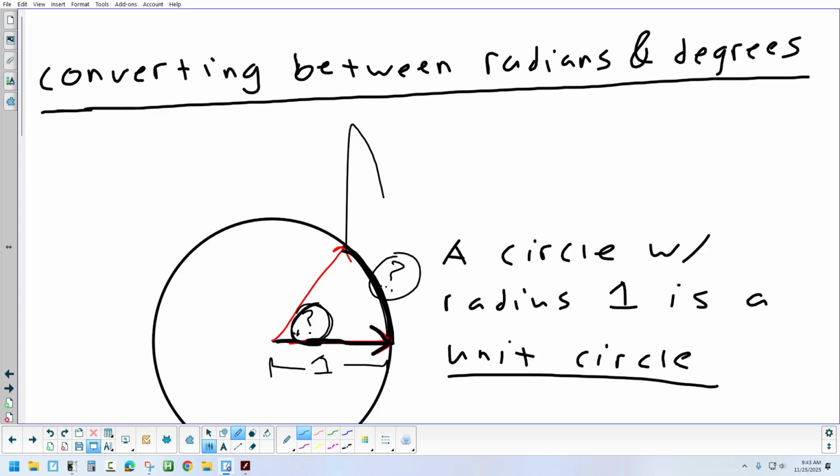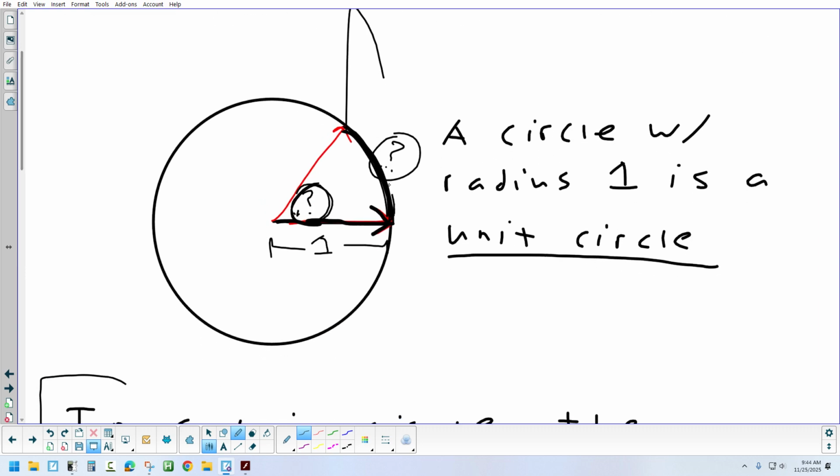Can you describe it more in words? Try not to use any numbers to describe it. It would be just equal to the circumference. Right, it would be equal to the circumference. So if we can figure out the circumference of this circle, that's basically the arc that goes all the way around it.